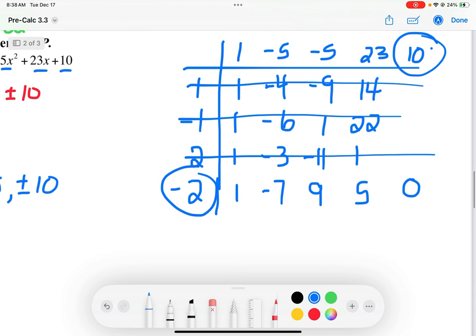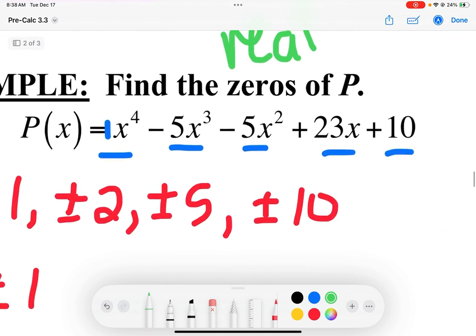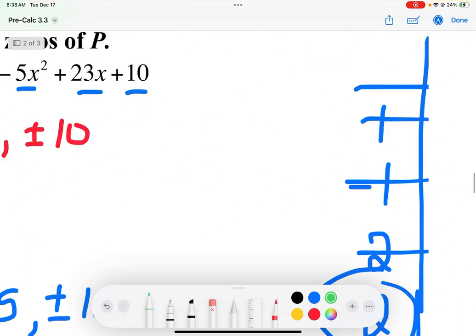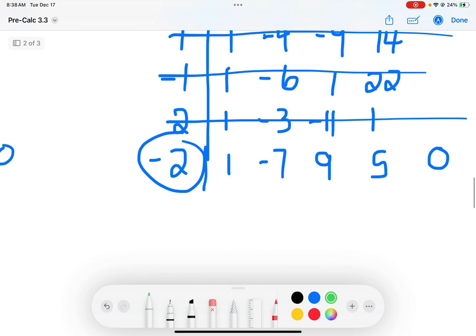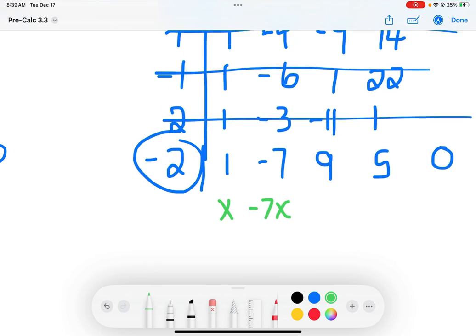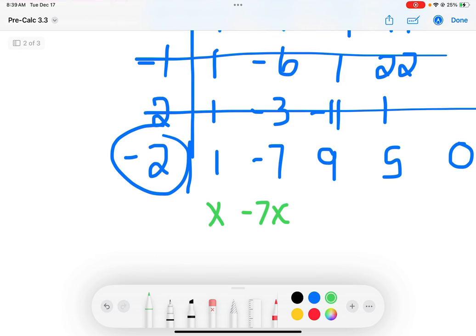Okay, now we check. If you write this answer out, our biggest exponent was the 4th power, so the answer would be one smaller than that. It's x to the 3rd minus 7x squared plus 9x plus 5. And we could try to do grouping here, because it is 4 terms. Grouping is not going to work.